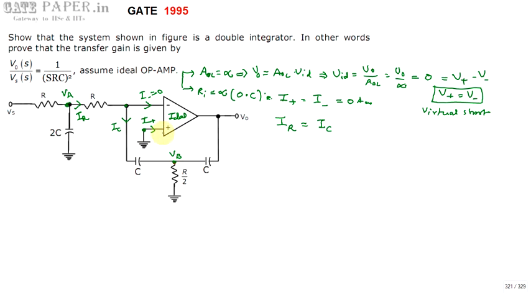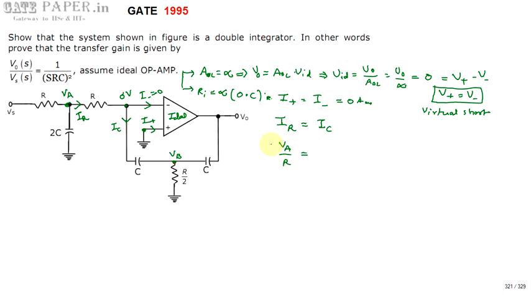Now we know the voltage at the non-inverting terminal, that is ground, which is 0 volts. So the inverting terminal is also at 0 volts. Because of this, the voltage across this resistor is VA minus 0, and dividing by the resistance gives the current flowing through the resistor. So you can write it as VA divided by R.